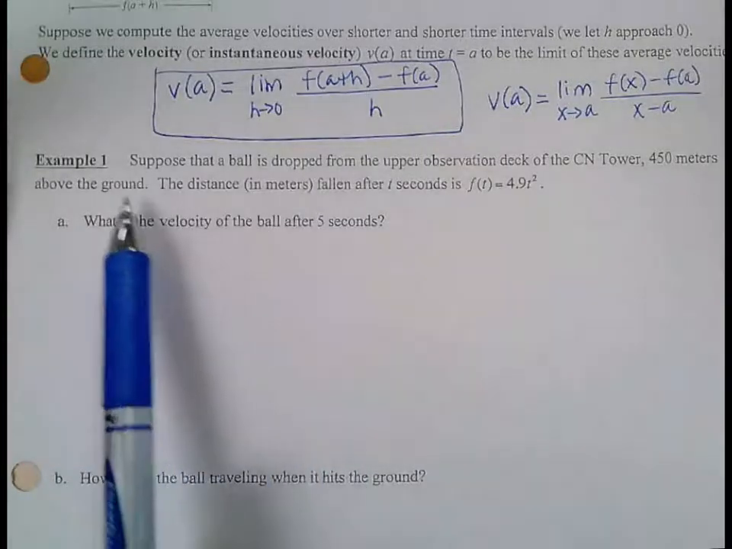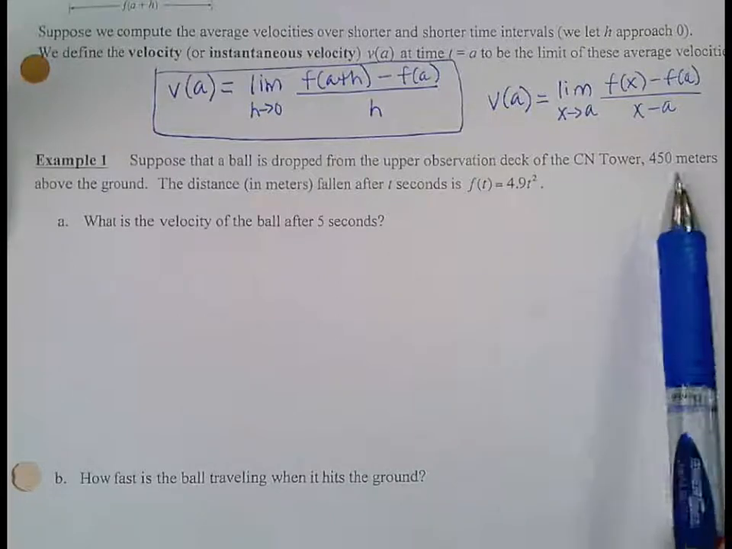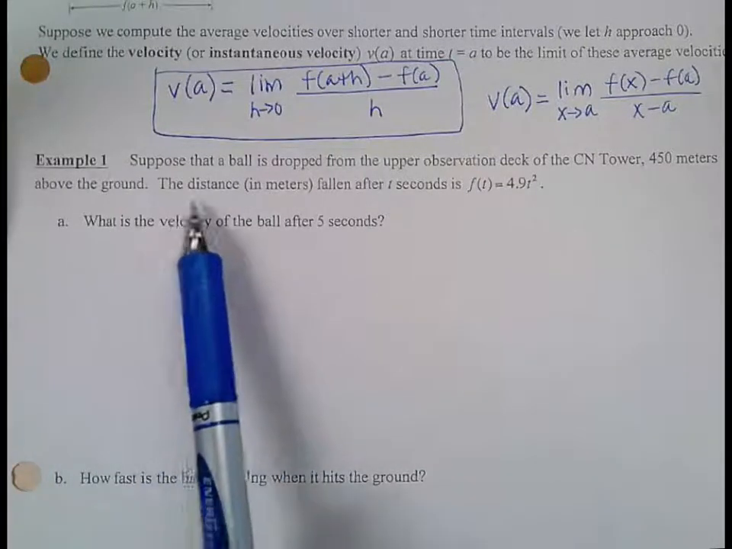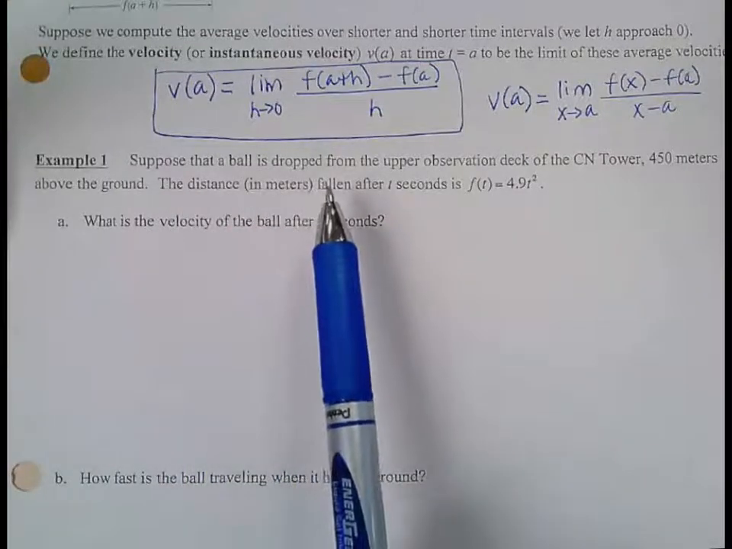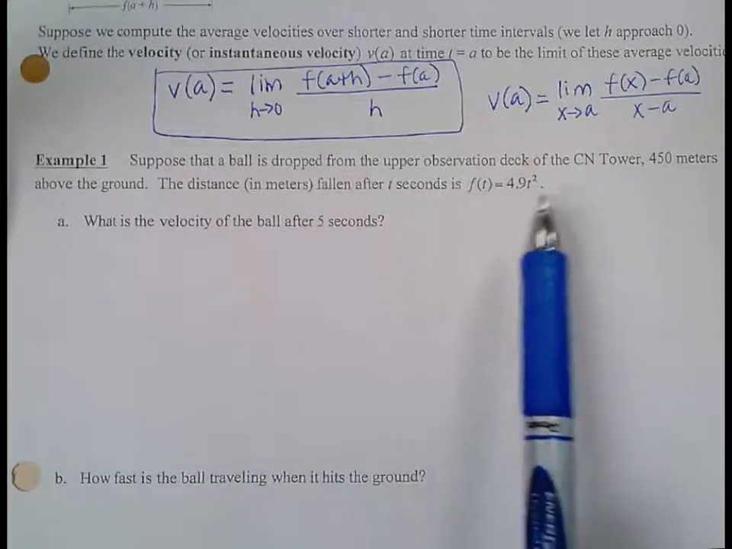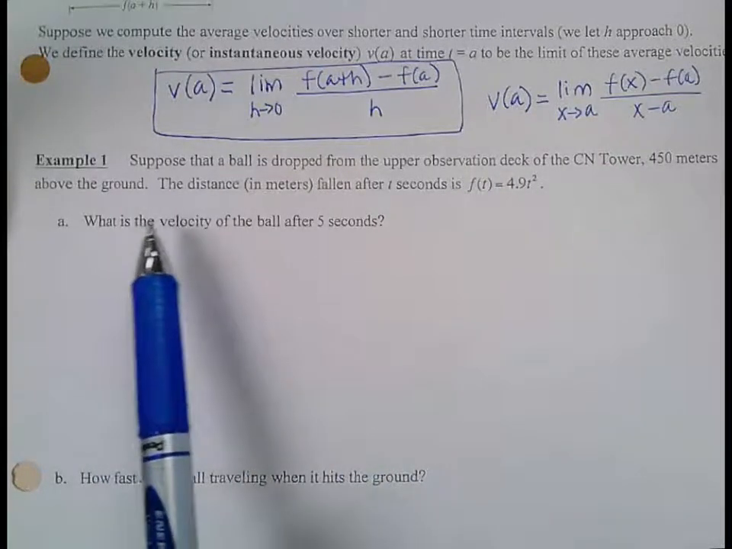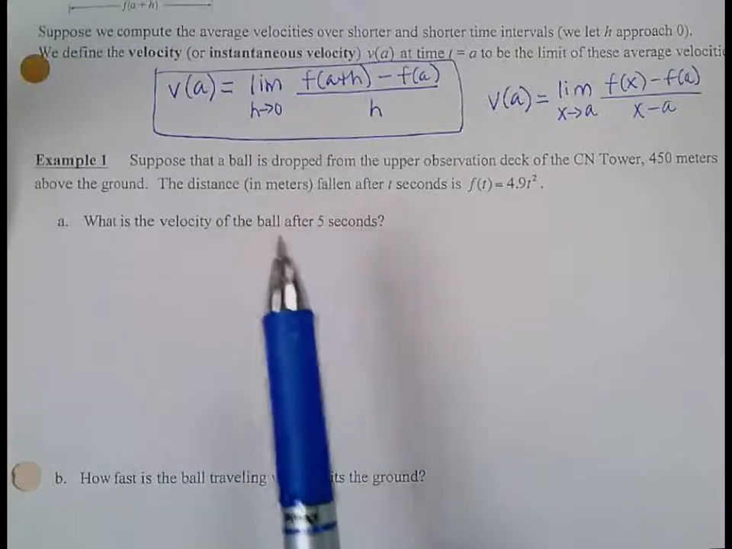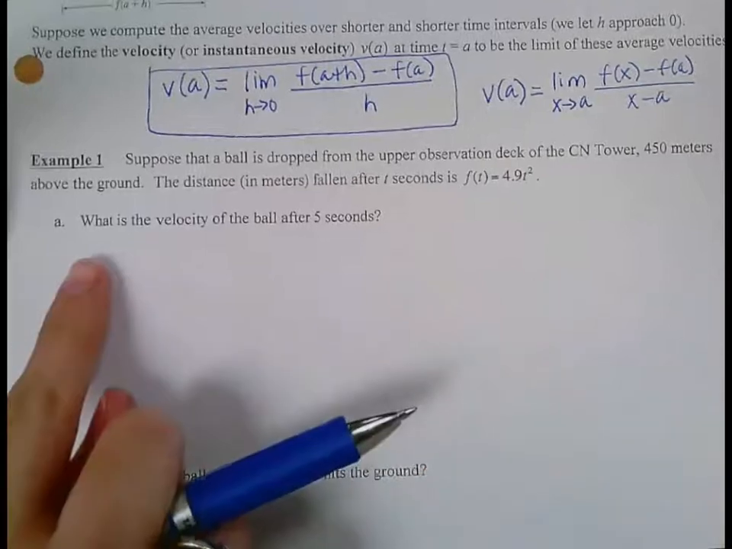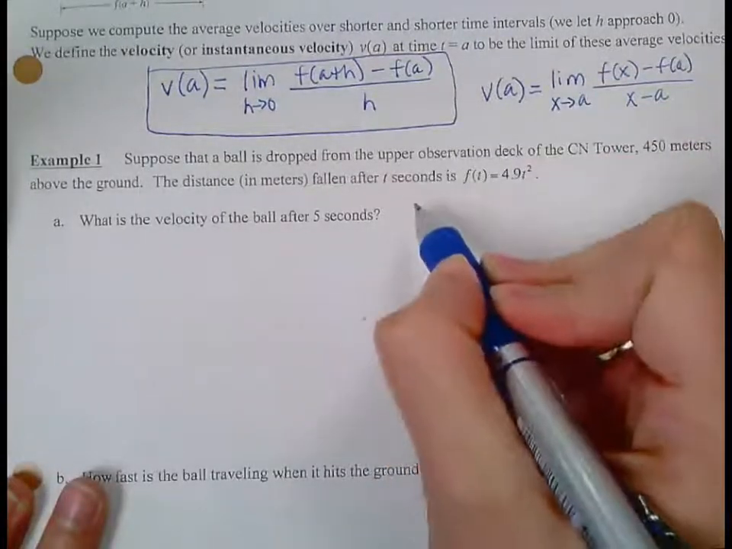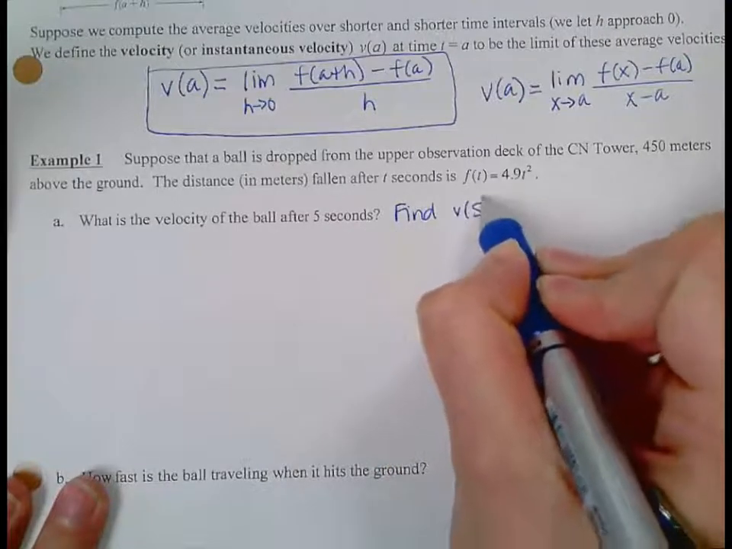So the problem was supposing a ball is dropped from the upper observation deck of the CN Tower, 450 meters above the ground, and we were given this function here for the distance in meters fallen after t seconds. So this is representing the position after t seconds. And it says, what's the velocity of the ball after 5 seconds? So really you are looking for v of 5.